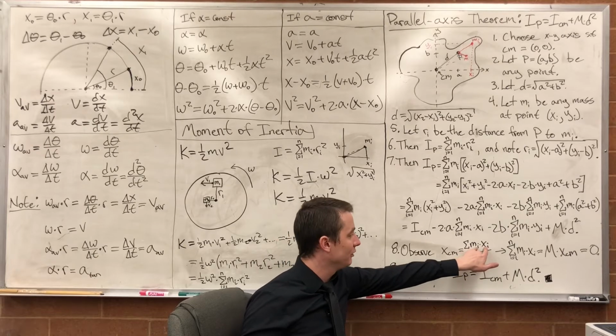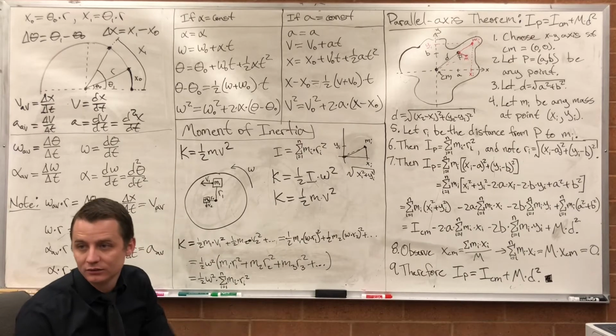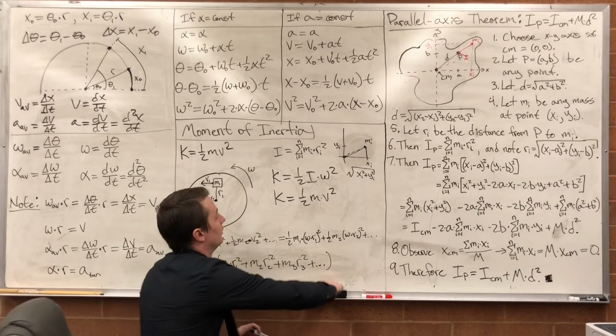You take its mass times its distance, and you divide by the total mass. You remember that? Yeah, I do. You don't remember that?